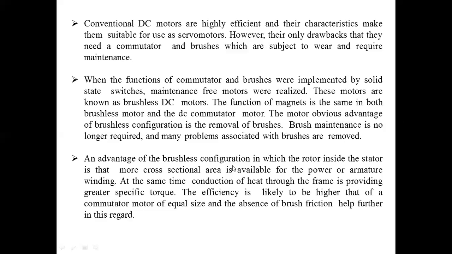There are also some other advantages and some other disadvantages of using brushless DC motors. An advantage of the brushless configuration, in which the rotor is inside the stator, is that more cross-sectional area is available for the power or armature winding. In normal conventional DC motors, both a field winding and an armature winding are used, and whenever winding is placed on both the field and the armature cross sections, the space requirement increases.